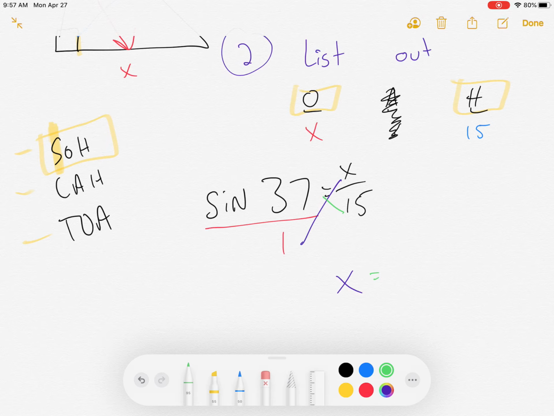So it equals 15 times the sine of 37. Again, I cross multiplied. 1 times x, that's x, equals 15 times sine of 37. I don't know what that is yet, but I can use my calculator. One thing I will say is I encourage you to put the number in front, and that just leaves less room for a calculator error, and I'll go and explain that right now.